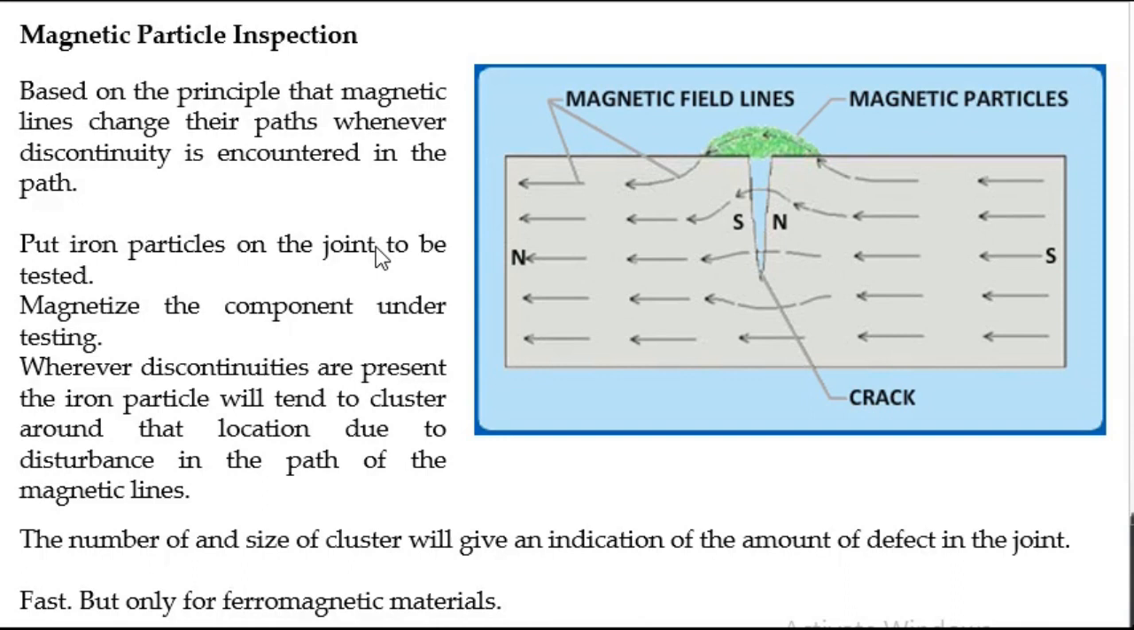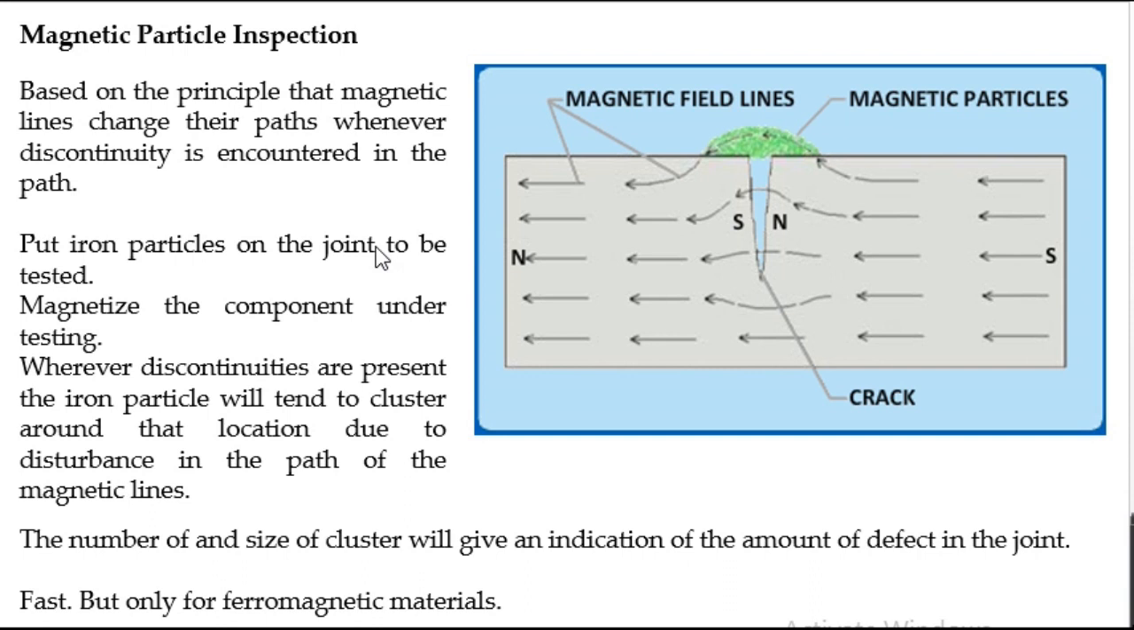Next is magnetic particle inspection. Magnetic particle inspection is based on the principle that if any discontinuity or defects are present inside the welded joint, the flow of the magnetic lines will be disrupted. The limitation of this is that the material to be tested has to be ferromagnetic. So what we do is take iron powder, which is magnetic, and sprinkle it on top of the joint to be tested, then we magnetize the joint. After the magnetization, wherever cracks are present, the iron particles tend to cluster around the crack.